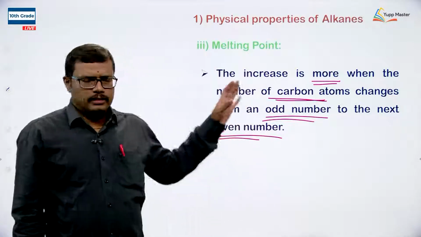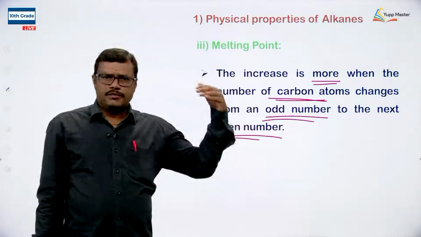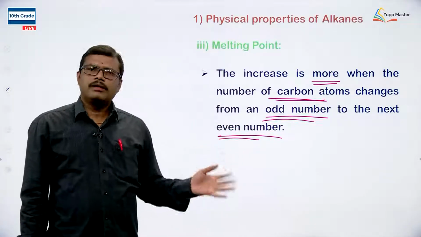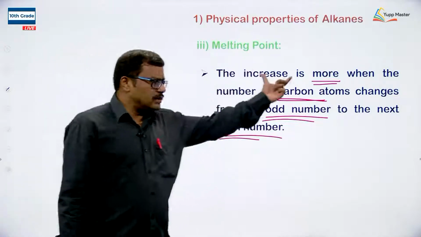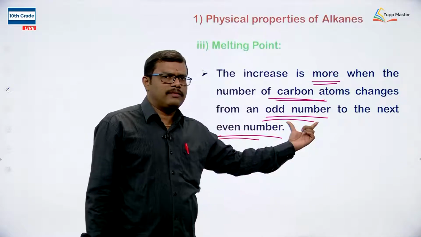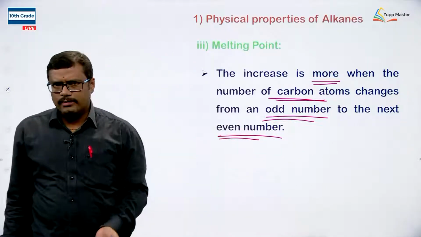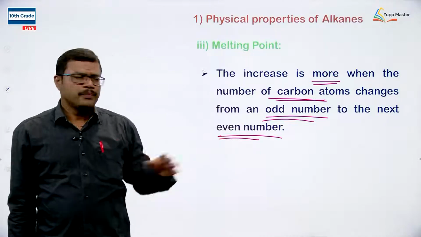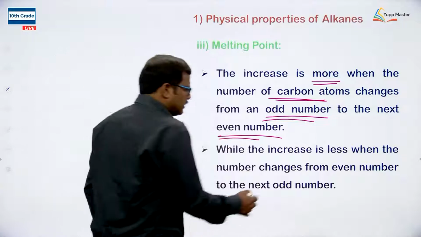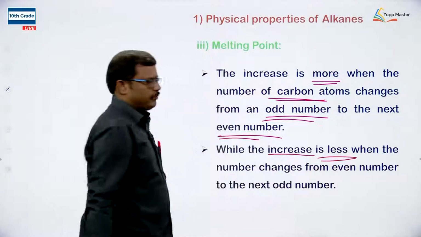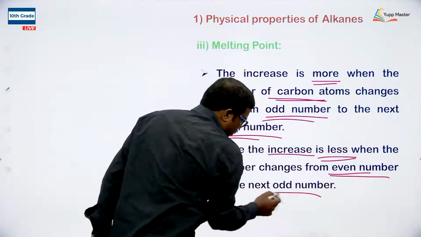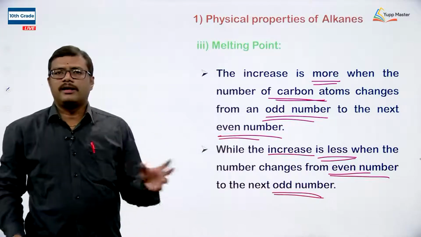Here, if you observe in the case of melting points, with the increase in molecular mass, the melting points of alkanes increase, but not in a regular trend. The increase in melting point is more when we are moving from an alkane having an odd number of carbon atoms to an even number of carbon atoms. Odd to even, the increase is more. But the increase in the melting point is less when we are moving from an alkane having an even number to an alkane having an odd number.